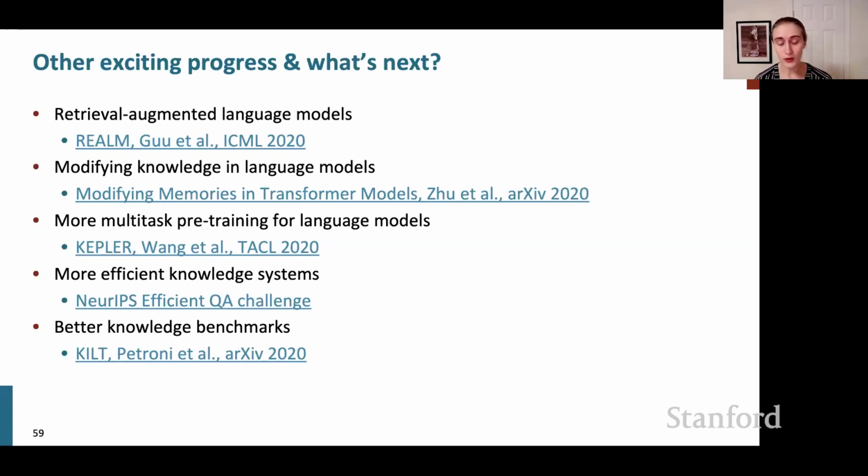We also saw how important the knowledge pre-training task was. Well, there's many papers that are proposing different tasks to do the knowledge pre-training. So it's still an open question in terms of what tasks are best to add to encode more knowledge. There's also been work on more efficient knowledge systems. So at NeurIPS, there's now an efficient QA challenge, which aims at building the smallest QA system. And then finally, there's been work on building better knowledge benchmarks that build on the benchmarks that we saw today.